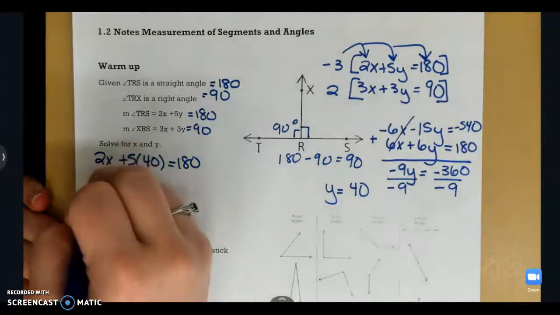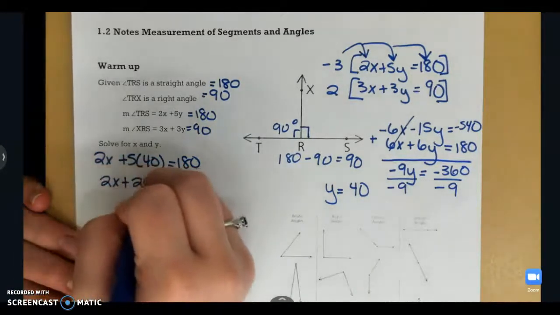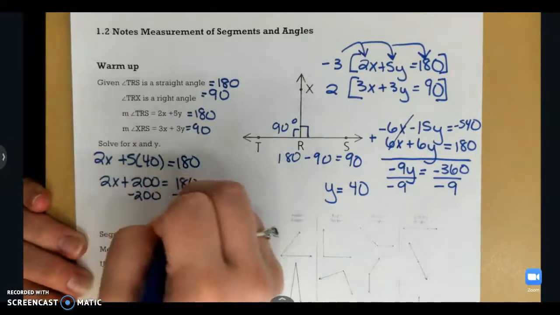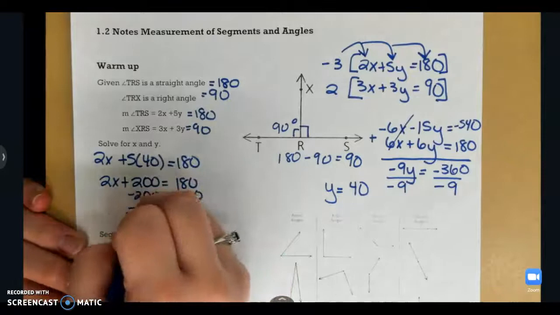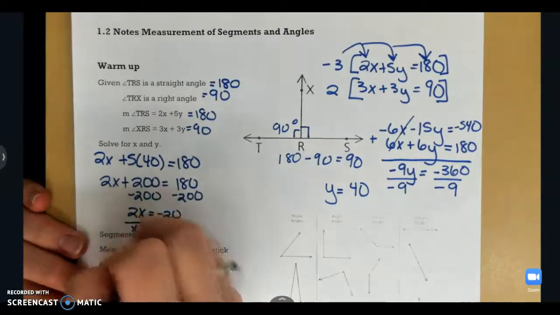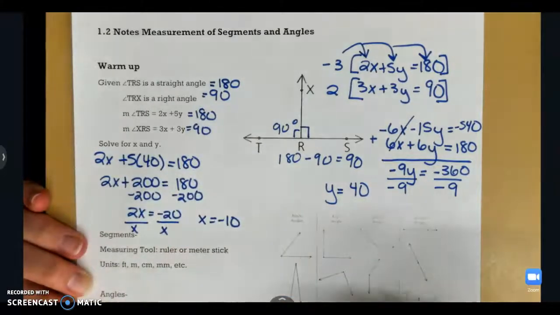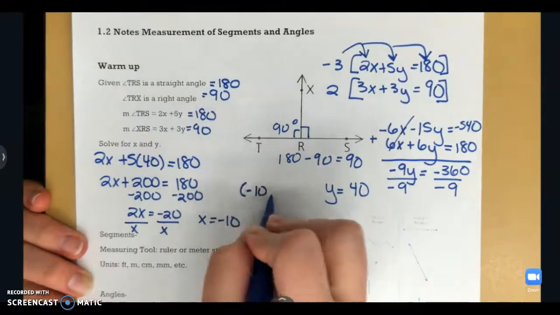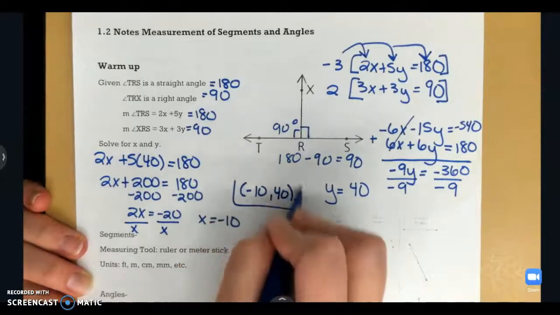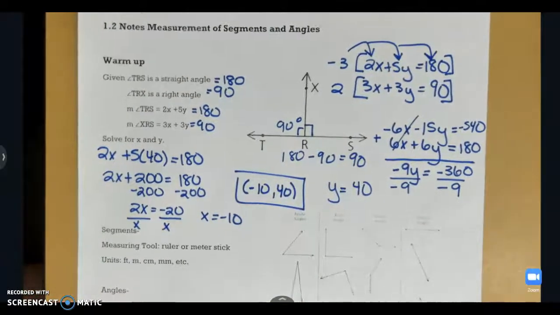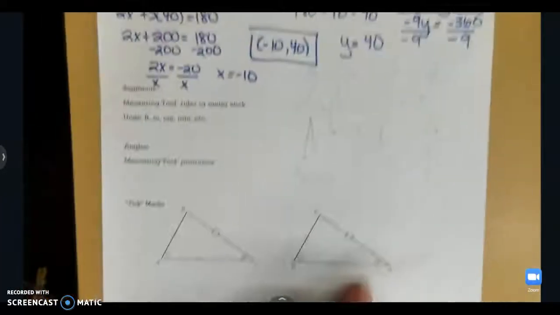So that is 2x plus 200 is equal to 180. Subtract that 200. 2x is equal to -20. So x is -10. And if I'm going to give my answer as an ordered pair, that would be -10, 40. So just a review of systems here. Now everything else you should be familiar with.